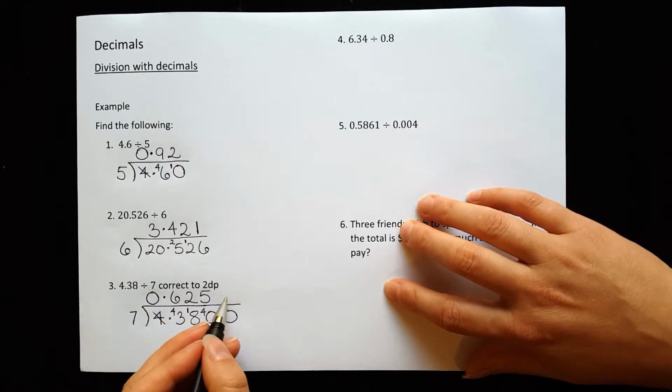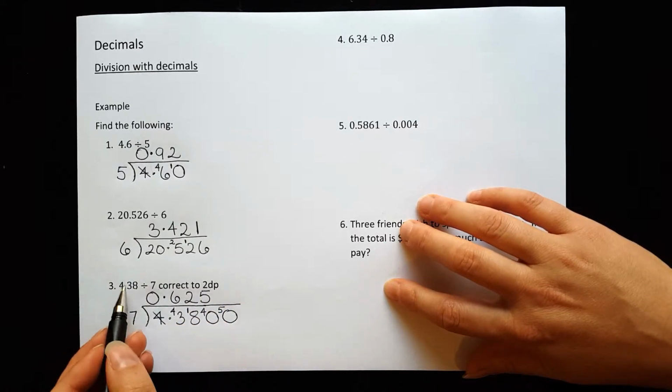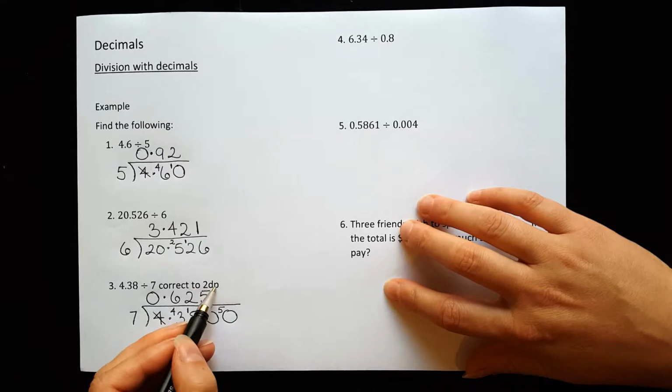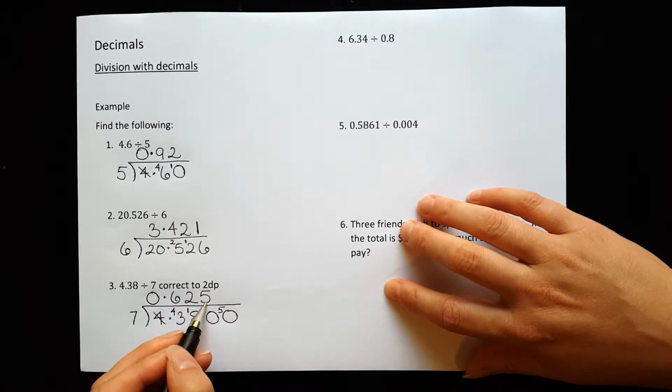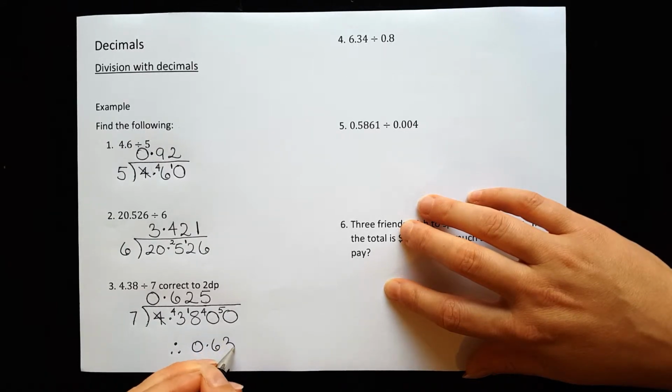Okay, now I could keep going, but it said in the question that I only want 2 decimal places. So I actually only need the 6 and the 2, but I did need this third number because depending what the third number is, depends on whether this number rounds up or will stay the same. So because it is a 5, I actually do need to round this up to be 0.63. So my answer, I'm going to write therefore, my answer is 0.63. Correct to 2 decimal places.